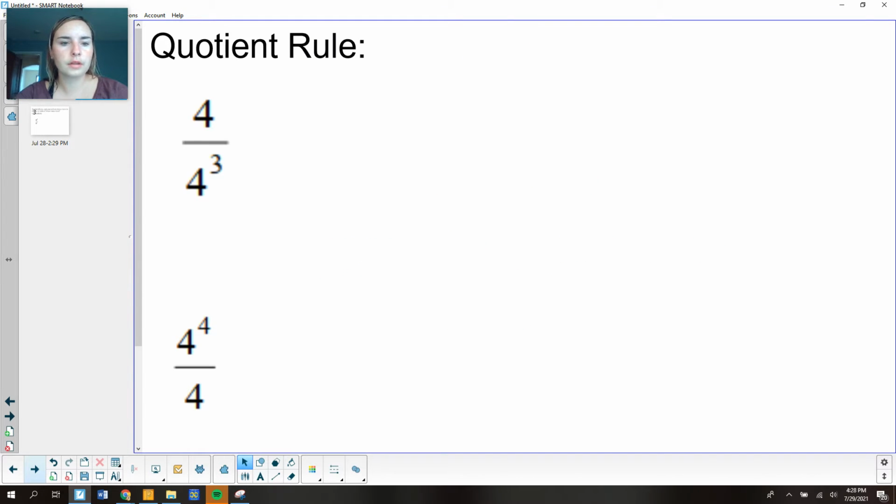So if we're looking at something like this, this first one is 4 divided by 4 to the third power. Let's expand what this looks like. How many 4s are on top? Well, our base number is 4. Remember, whenever you have a number like this by itself, it's being raised to the first power. So there's 1 4 on top. How many 4s are going to be multiplied by themselves on the bottom? Well, 4 to the third really means 4 times 4 times 4.